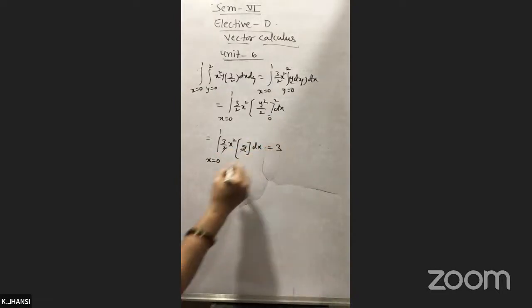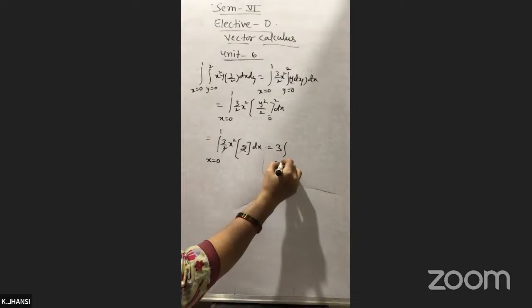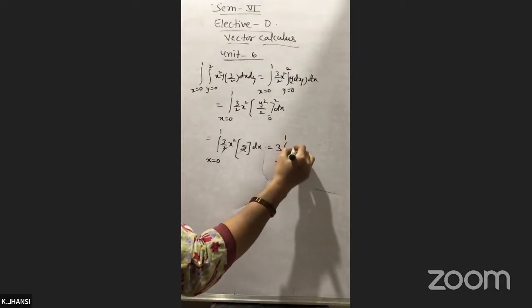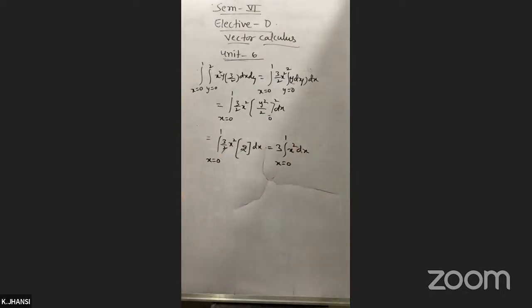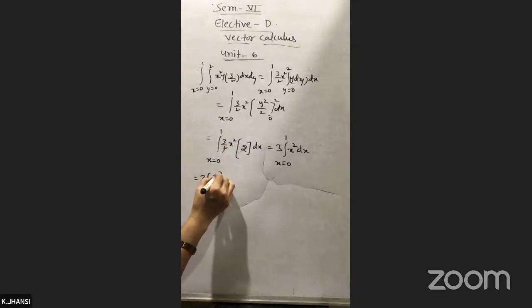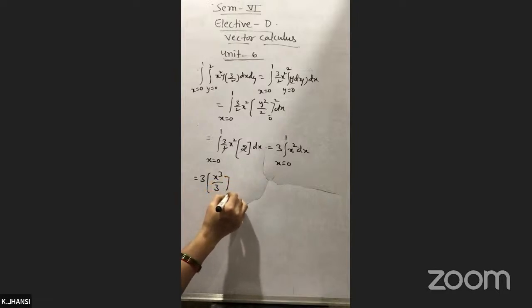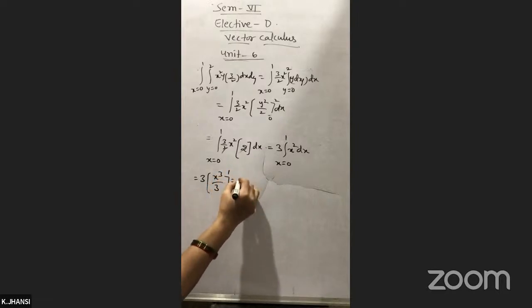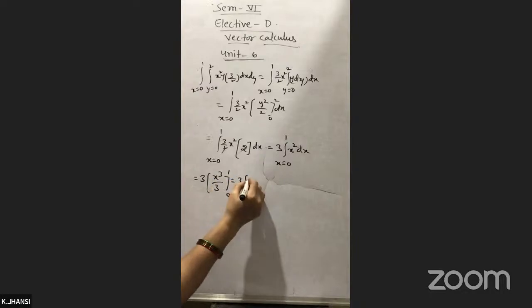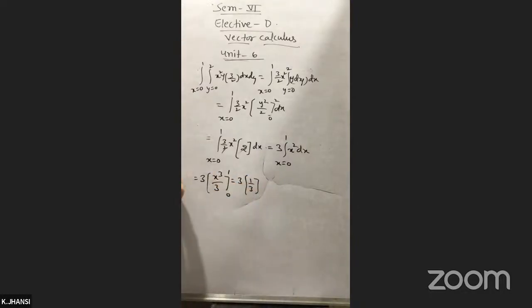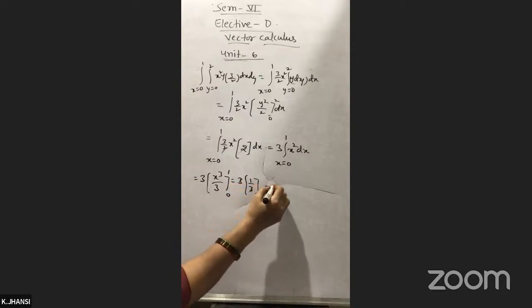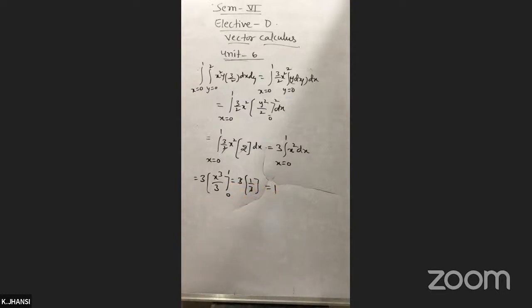It is equals to 3 if you take outside, integration of x equals 0 to 1, x square into dx. So it is equals to 3. X square integration is x cube by 3, 0 to 1. So 3 into 1 if you substitute, 1 by 3. Okay. And 0 if you substitute, you get 0. 3, 3 is cancelled. So the answer is 1 here.